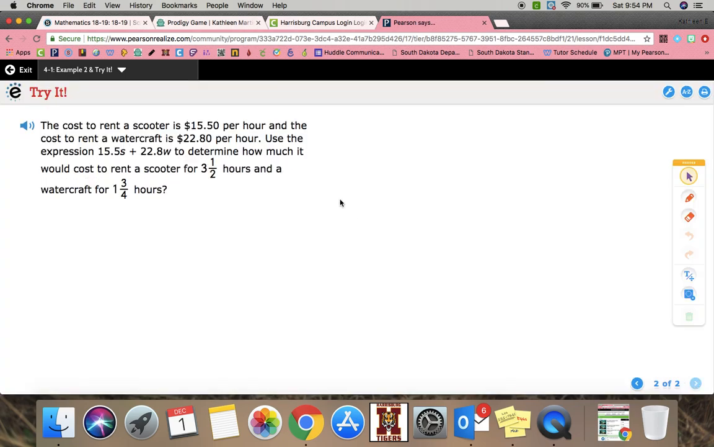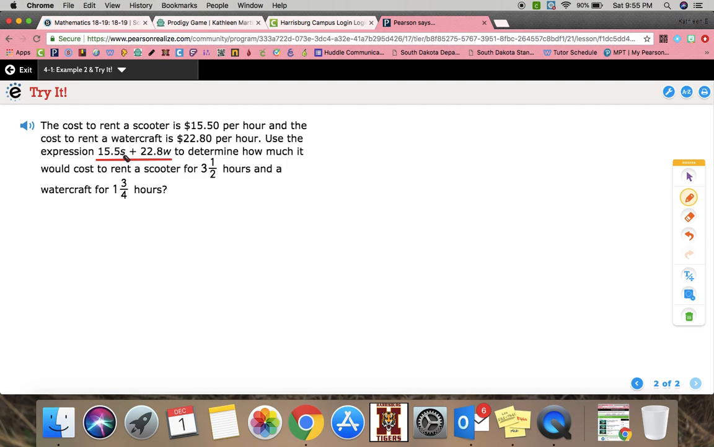So if we look at this next one here, the cost to rent a scooter is $15.50 per hour. I might have gotten ahead of myself getting this text block out here. And the cost to rent a watercraft is $22.80 per hour. Use the expression 15.5 S plus 22.8 W.